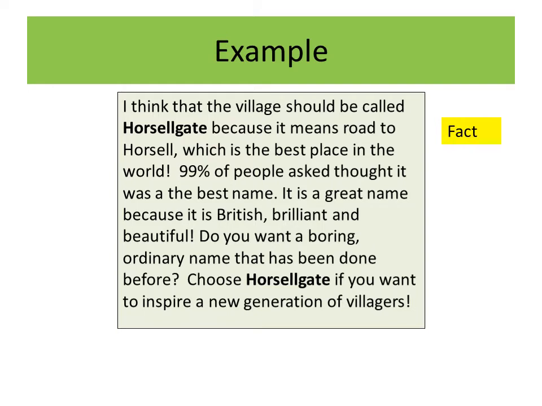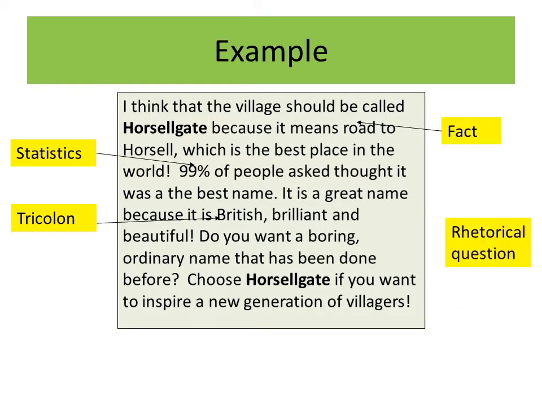Okay, so you've got fact, because it means the road to Horsel. It's a statement that you can prove to be true. Statistics, 99%. Tricolon, British, brilliant and beautiful, also alliteration. A rhetorical question: do you want a boring, ordinary name that has been done before? So that's a question asked merely for effect, not to be answered. And direct address: choose Horsel, so talking directly to the audience. So if you didn't get them down, please pause the video and write them down now.